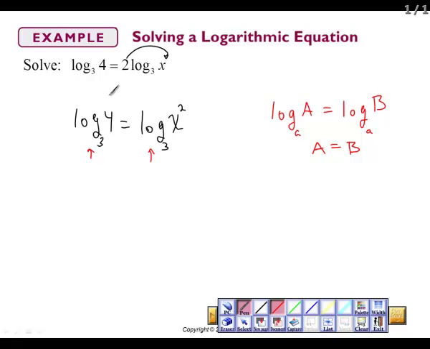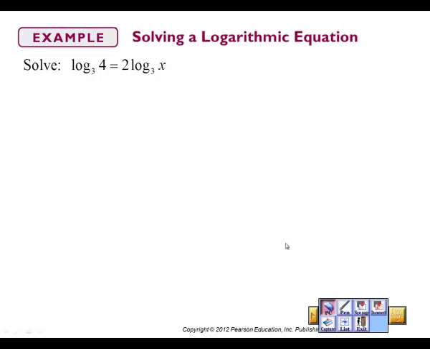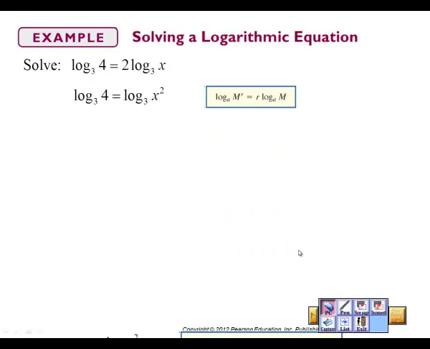So now we're going to take the 4 and the x squared and set those equal to each other. And now we just solve for x like we normally would, and we get x equals plus or minus the square root of 4, and so that comes out to be plus or minus 2. And so this is our answer.